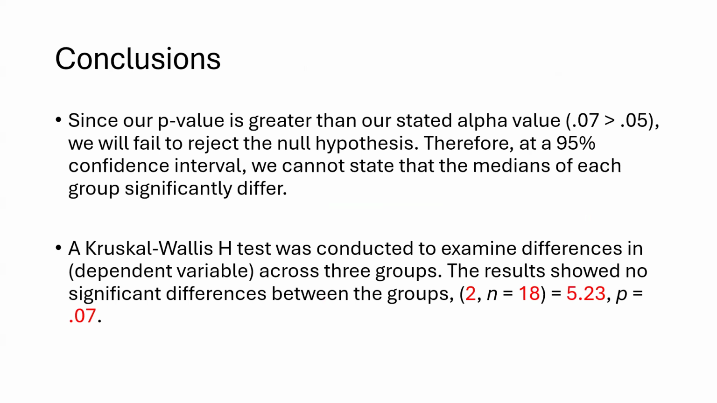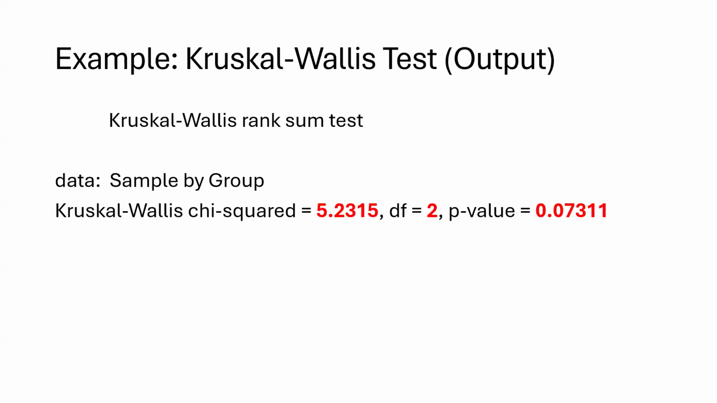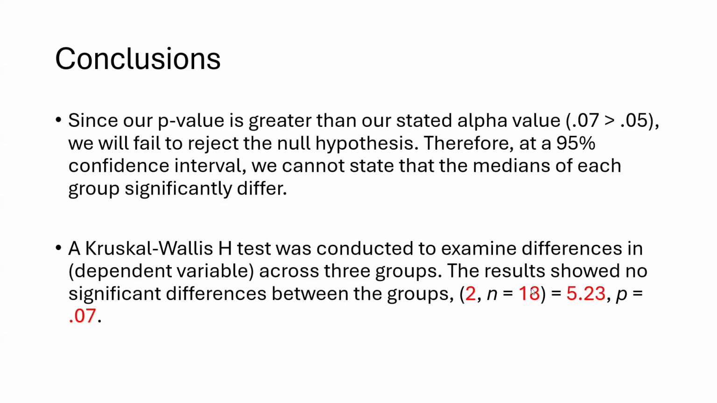Now, if we wanted to write this in APA format, we would state a Kruskal-Wallis H test was conducted to examine differences in dependent variable across 3 groups. The result showed no significant differences between the groups. 2 is the degrees of freedom, n is the number of observations, 5.23 is our Kruskal-Wallis chi-square value to 2 significant figures, and p is our p-value, which is 0.07.